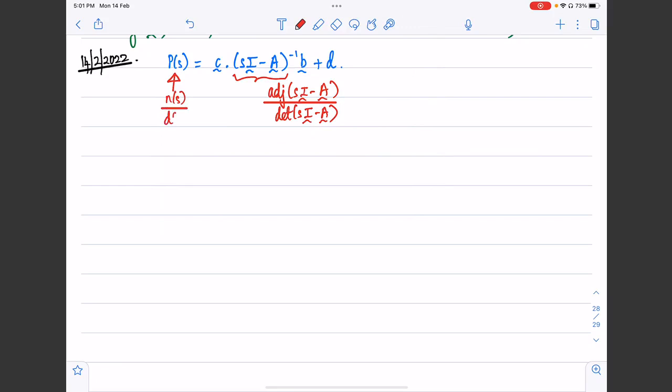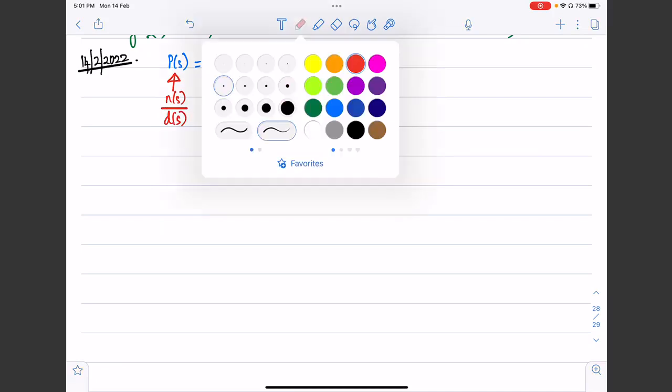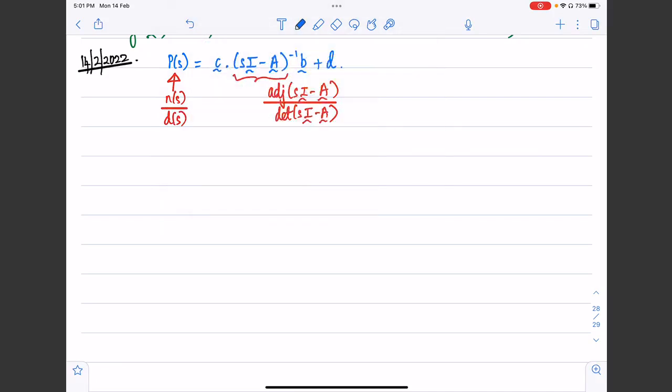We can immediately observe that under some conditions, the poles of the transfer function and the eigenvalues of the state matrix are one and the same, because if we solve determinant of (sI minus A) equals 0, we are essentially going to get the eigenvalues of the state matrix A. So what is the definition of eigenvalue and eigenvector? I'm just recapping very briefly.